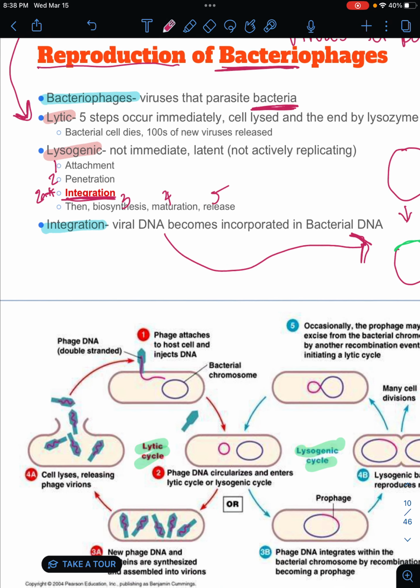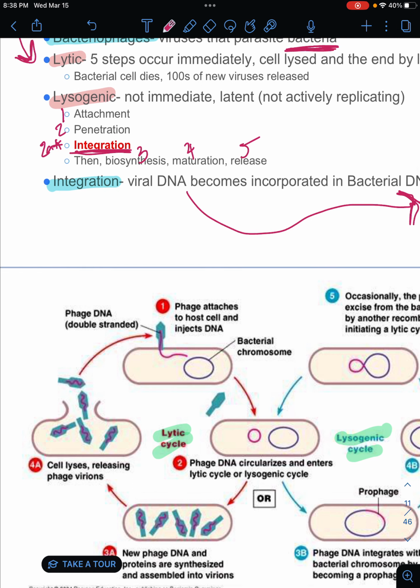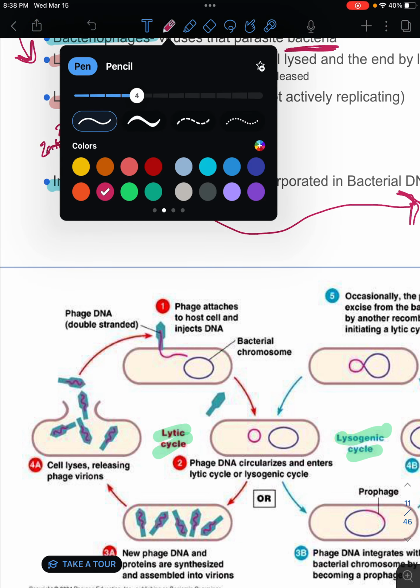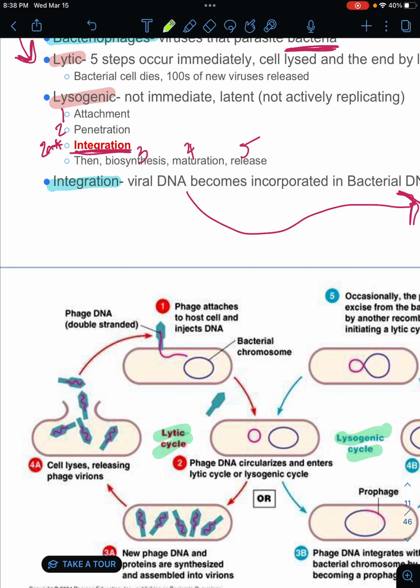So it says number 1, the phage attaches, that means the bacteriophage attaches to the host cell and injects the DNA. So remember, we talked about the different ways that it can get its DNA into the cell. It injects its DNA into the bacterial cell, okay? It also shows you where the bacterial chromosome is. So let's move on. Okay, so go down the line here.